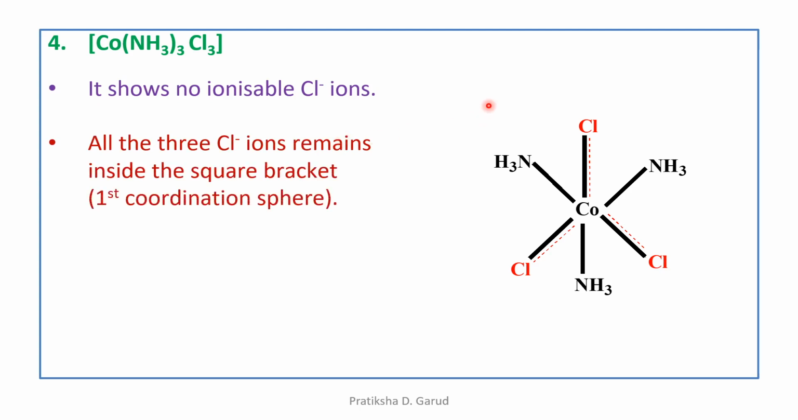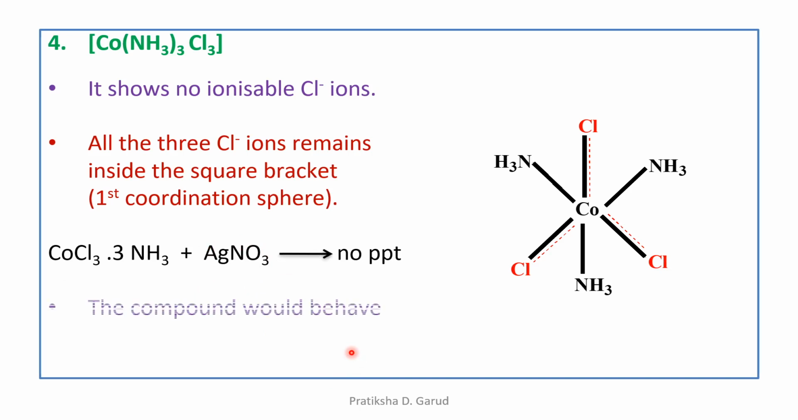That is the first coordination pair. And hence in this complex, that is the CoCl3·3NH3, when the silver nitrate is added, there is no precipitate. Why no precipitate? Because no ionizable Cl minus ions are present. And hence, as no ionizable Cl minus ions are present, we can say that the compound would behave as a non-electrolyte. Okay, so this is regarding all the 4 formulations.